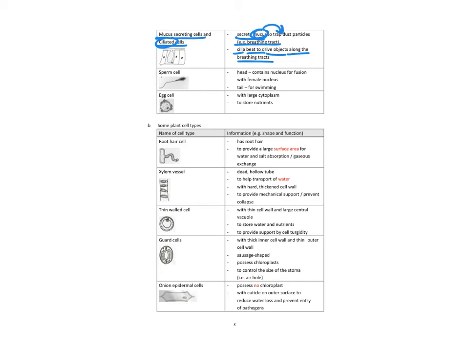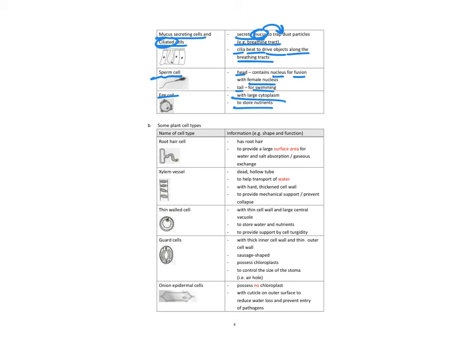Sperm cells, I'm sure you are very familiar with this. It has the head containing the nucleus for fusion, that means for mixing with the female nucleus, and it has the tail for swimming. The egg cell has a large cytoplasm. This large cytoplasm is required to store nutrients.